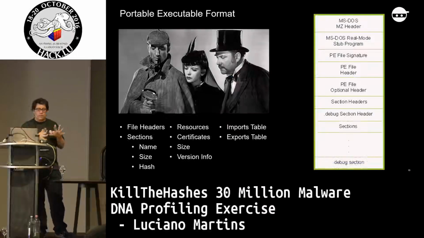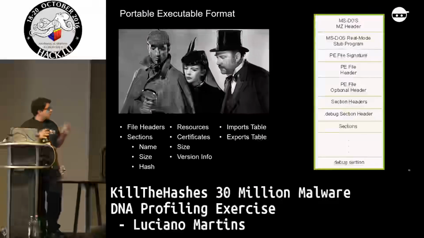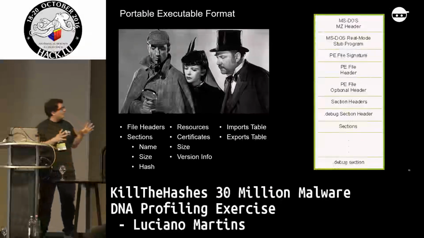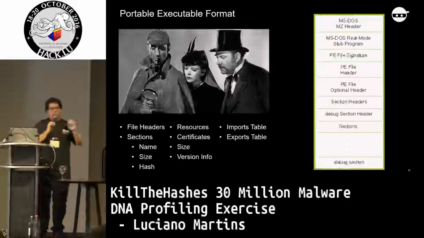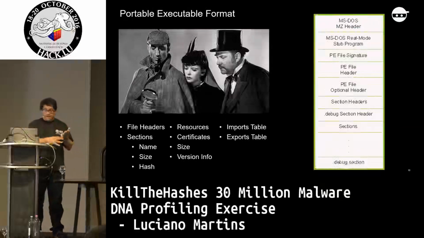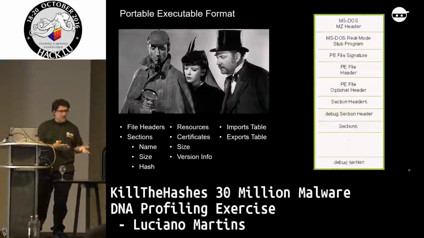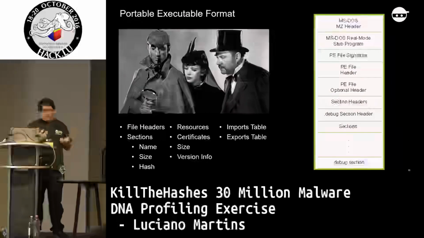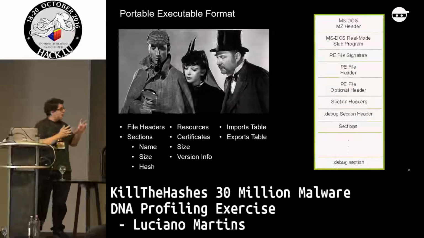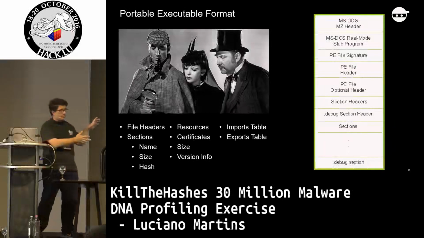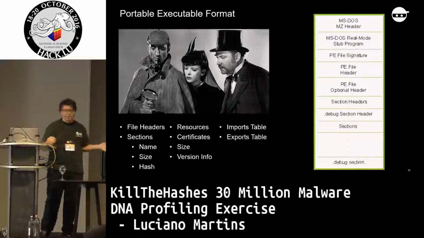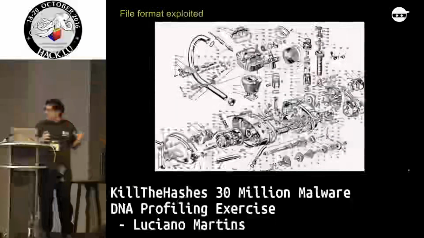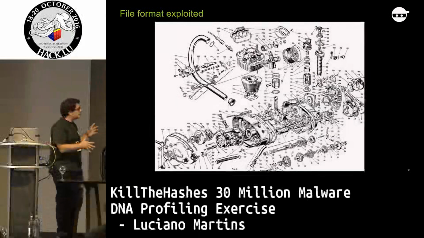So one other thing I want to show is, if we go for the PE file format, we have all those definitions on the file format: the file headers, the sections, resources, certificate size, versions, import table and export table. But I really don't want you to remember all this. I need you guys to picture something like this, right?